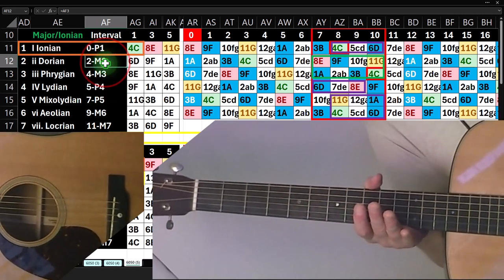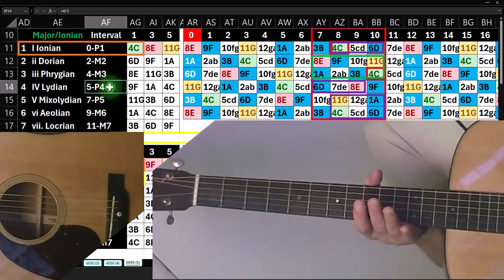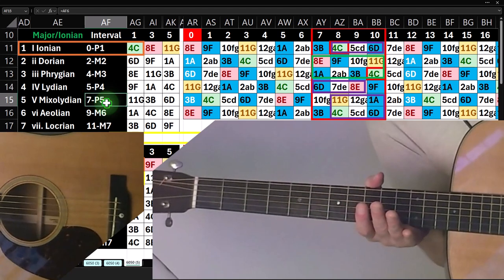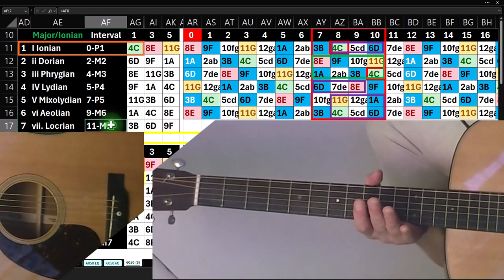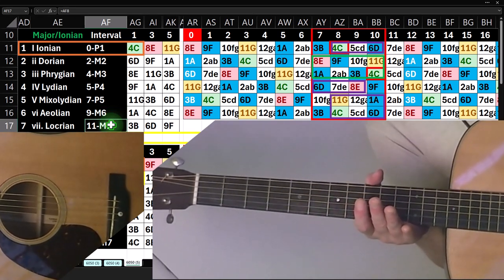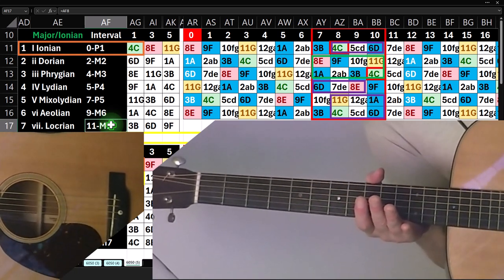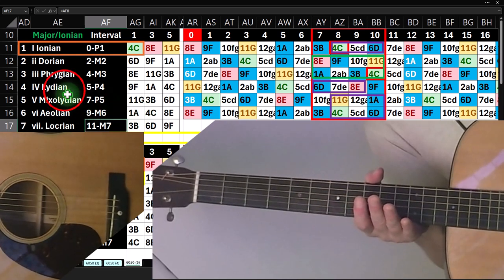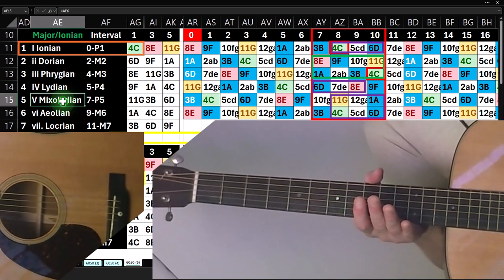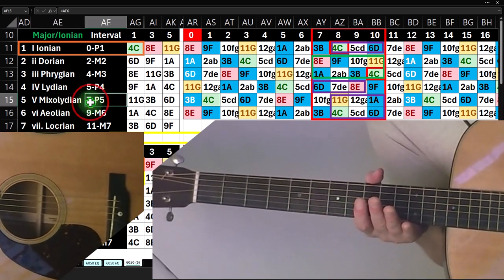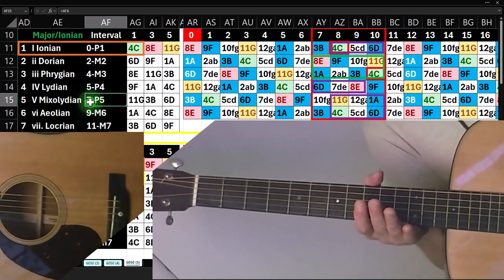So you've got the perfect first, the major second, the major third, four notes away. We've got the five-note-away perfect fourth, the seven-note-away perfect fifth, the two perfects being inverts of each other, the nine-note-away major sixth, and the 11-note-away major seventh. So everything in the major scale is either going to be major or perfect, and when we compare it to its relative major modes, which would be the four and the five, otherwise known as the Lydian and Mixolydian, they will each have one characteristic difference in terms of the intervals, which is the characteristic difference of those modes.